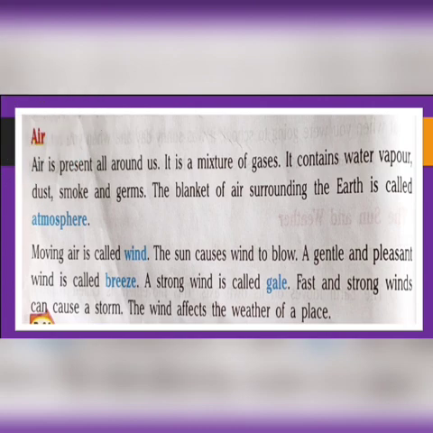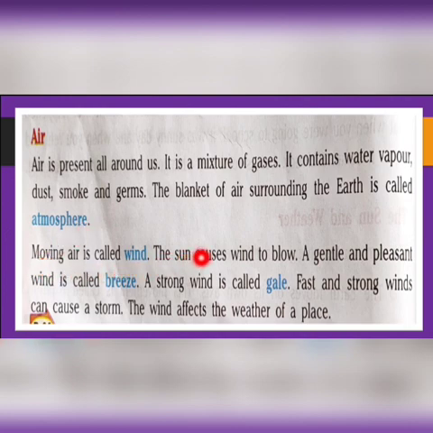Right? Now let us know about air. Air is present all around us, right? It is a mixture of gases, and along with different gases, air also contains water vapor, dust, smoke, germs. And there is a blanket of air surrounding the earth, which is called the atmosphere. And moving air is called wind.